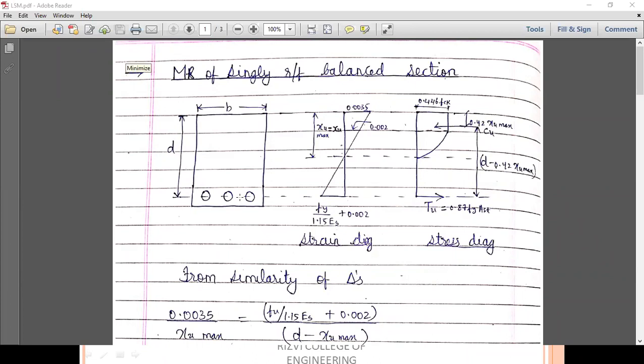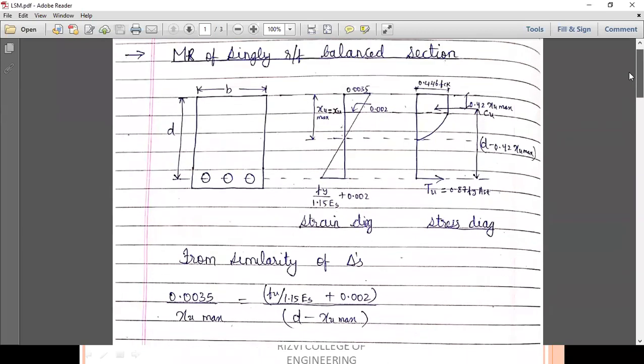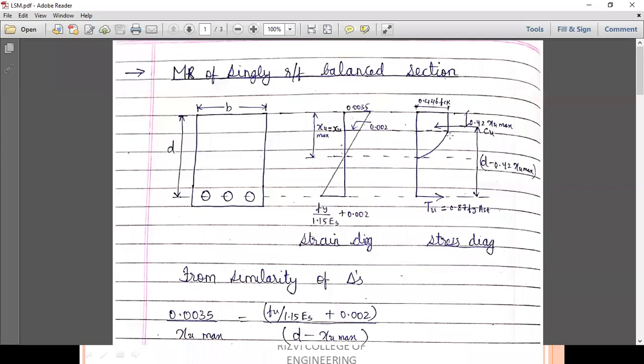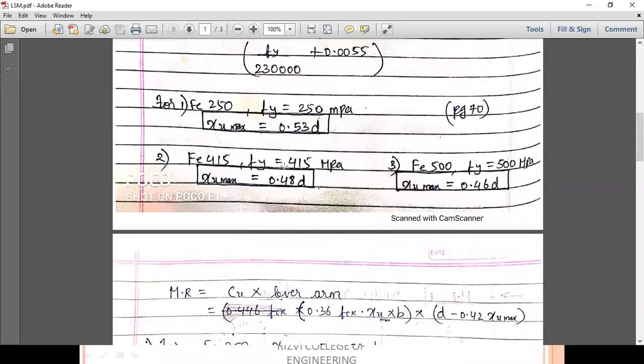Yes, anything else apart from this? You should make a note of this for MR of a singly reinforced balanced section or MR of an over reinforced section. What is important is this: you have to remember the value of xu max.